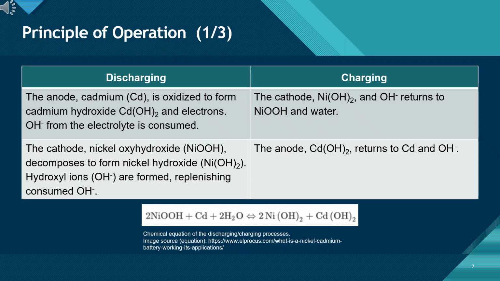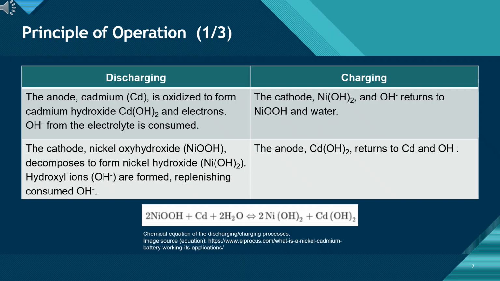On this slide, we see how a NiCd battery works during discharge and charge, summarized in the table. During discharge, at the anode, cadmium, Cd, is oxidized to cadmium hydroxide, CdOH2, releasing electrons. These electrons travel through the external circuit to power a device. At the cathode, nickel oxyhydroxide, NiOH, reacts to form nickel hydroxide, NiOH2. This balances the reaction by consuming and regenerating hydroxyl ions, OH, from the electrolyte.